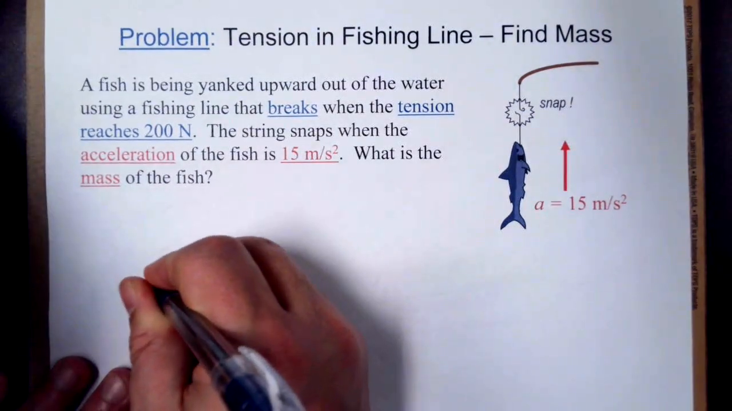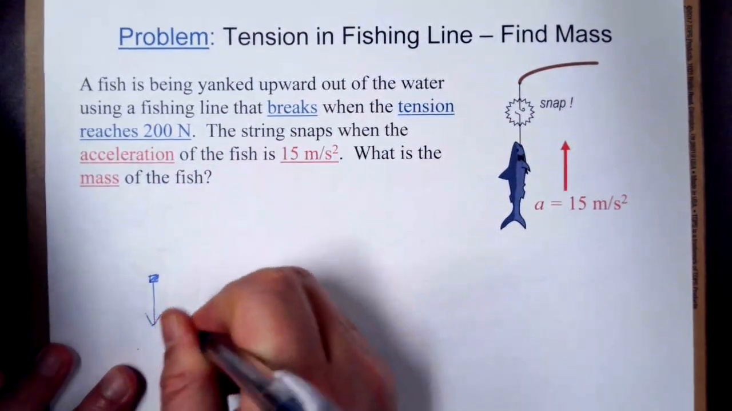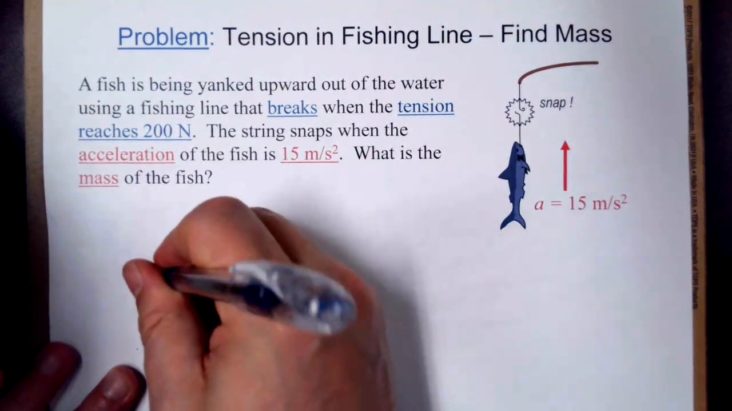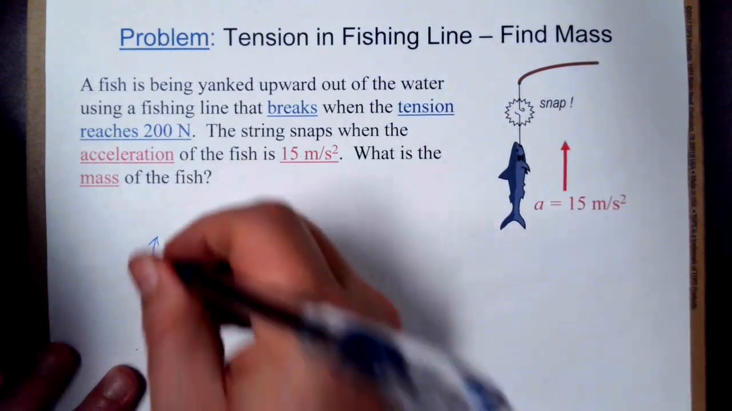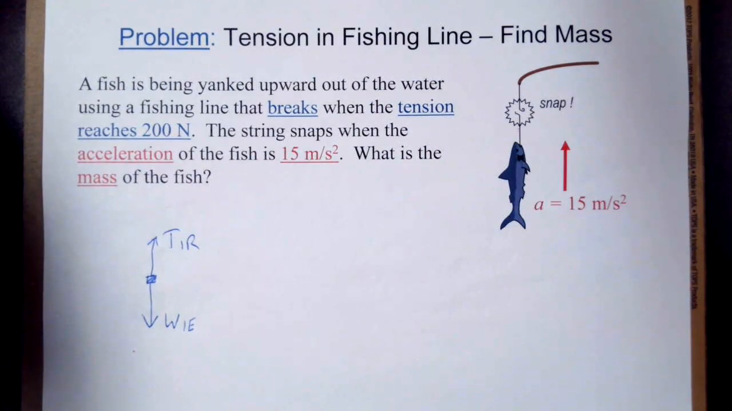To start it off, we want to draw our free body diagram. So we have the weight on the fish, and then pulling it up, this time we have the tension force. So this is what's pulling our fish up, and right at that moment it snaps, then that tension is equal to 200 newtons. Okay, so that's step one. We've got our free body diagram.